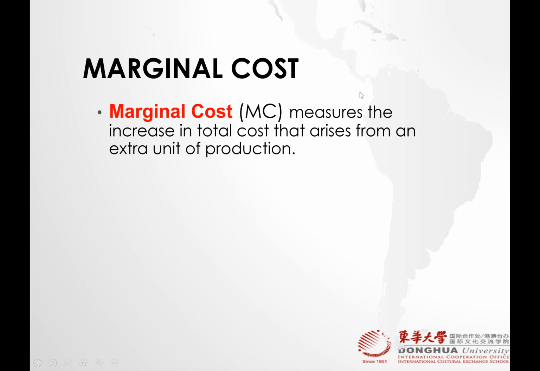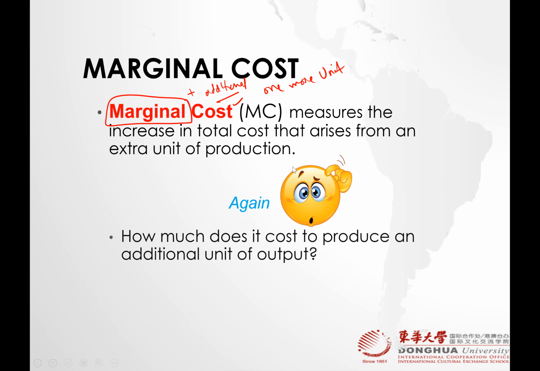Okay, and then we talked about the marginal cost. Marginal means additional or incremental, or producing one more unit, right? So when we talk about marginal cost, it means additional cost. The simple definition is: how much is our additional cost by producing one more unit? How much does it cost to produce an additional unit of output?